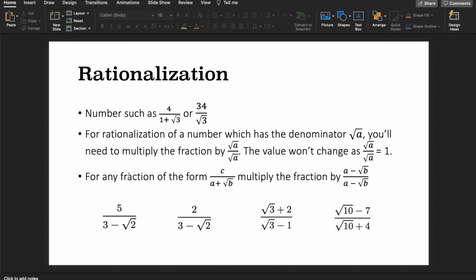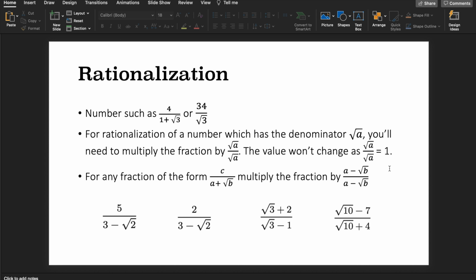And then for any fraction in the form c by a plus square root of b, you'll need to multiply the fraction by a minus square root of b divided by a minus square root of b. This would also equate to 1. So that's fine. So here what we're trying to do is write this in the form a squared minus b squared, because we know that x plus y into x minus y is x squared minus y squared. So we're using the same thing here. That's what we're trying to do.